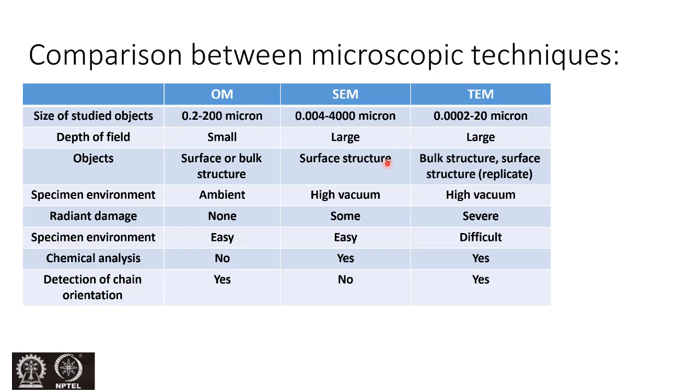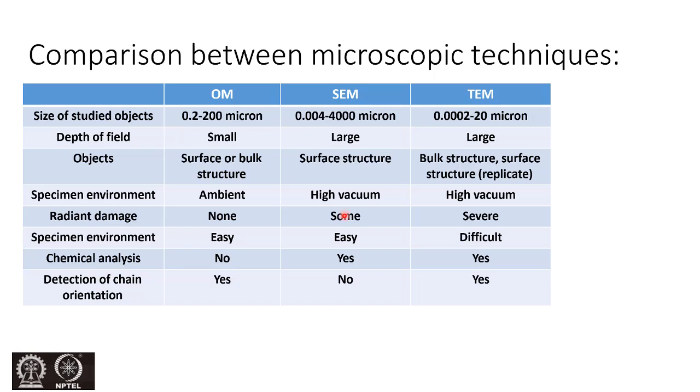Then the environment. In the optical microscope we use an ambient environment, but in electron microscopy we have to use very high vacuum to remove the noise. So that is one of the disadvantages in some samples, because most of the biological samples cannot be imaged in those cases.